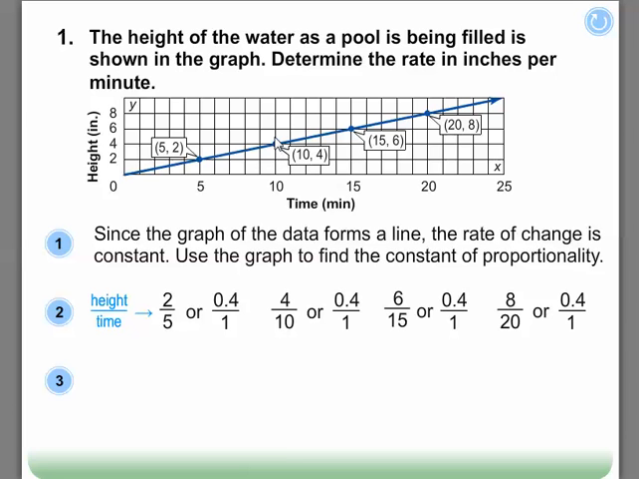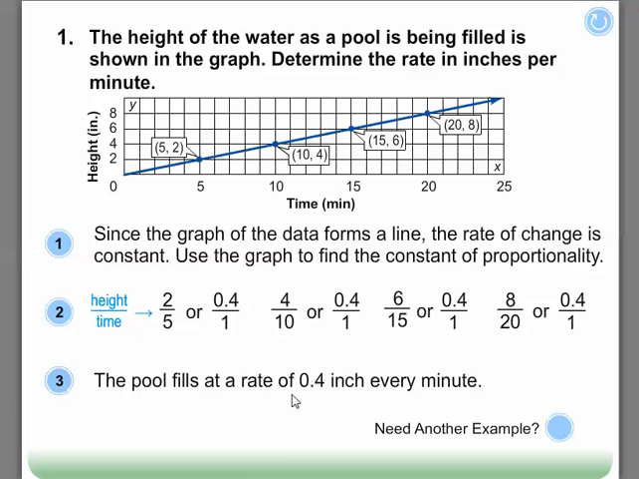And then we go up to 6 over 5 more to 15, which is the same unit rate, 0.4 over 1. And then we go up 8 and over to 20, and we get the unit rate of 0.4 over 1. So the pool fills at a rate of 0.4 inches for every minute. So this is our constant of proportionality. It's our proportion, and it's our slope. These are all different ways to say the same thing.